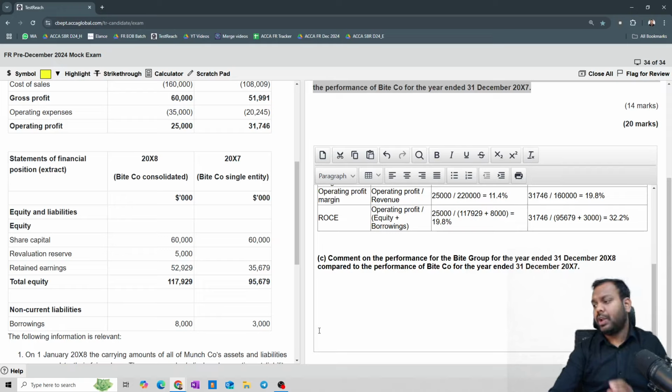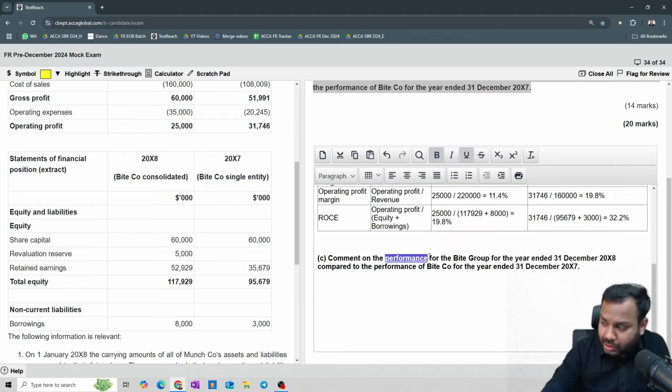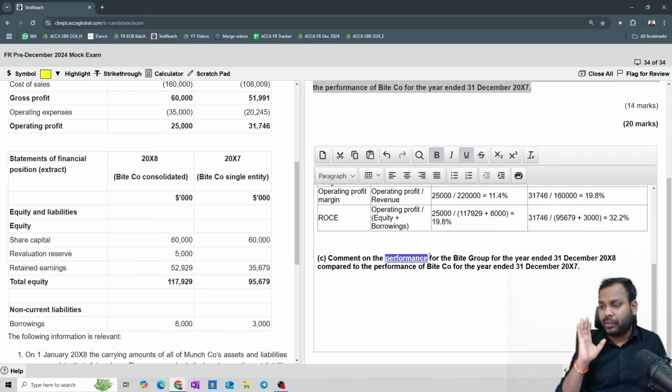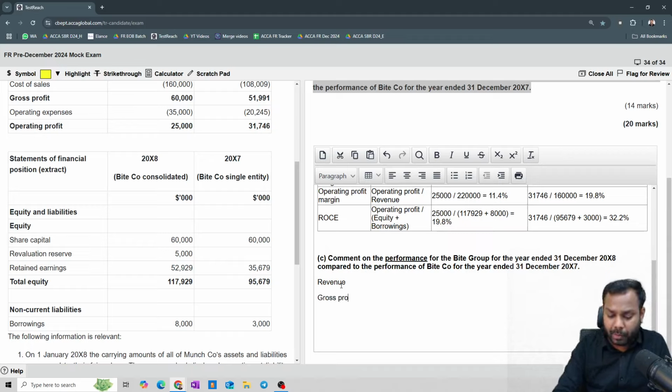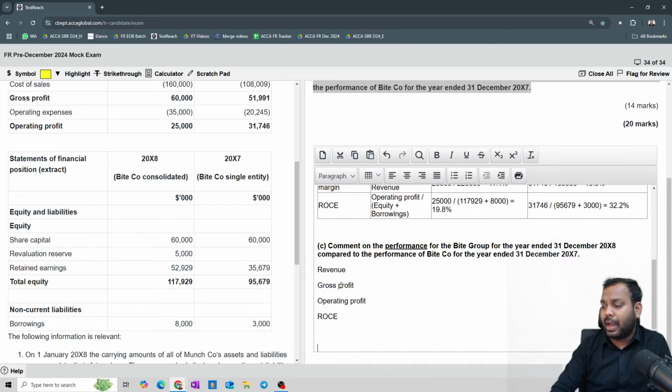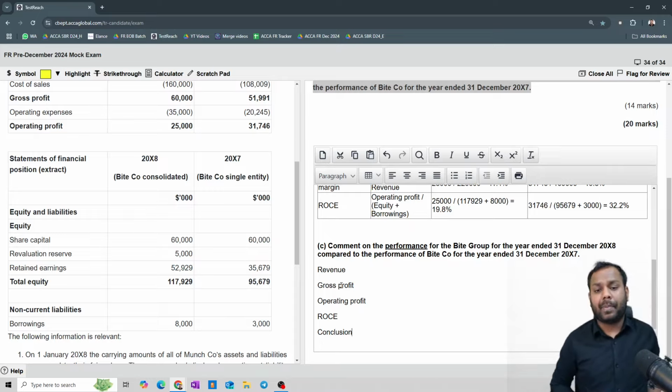Okay. Now we have to comment on the performance. Understand? Am I required to comment on the position? No. Only the performance. So what all things will I be commenting upon? First of all, revenue. Second, gross profit. Third, operating profit. Then return on capital employed. So these are the four things I will be commenting upon, and then I will give my conclusion and wrap up my answer. So this is what we have to do. Tell me, are you understanding this part?